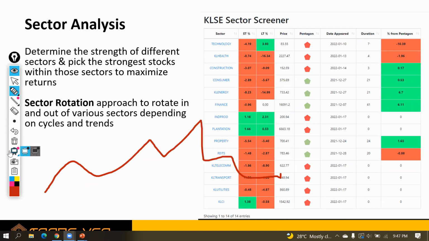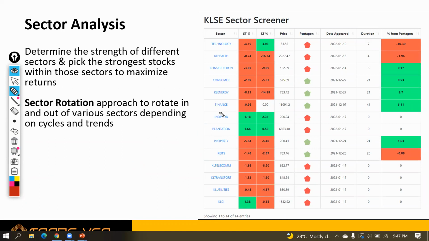If, for example, finance has been moving up for 6%, I think 6% recently is a pretty big movement because KLSE is not that trending overall. So 6% is a very good performance for 41 days. This tells you that finance has actually moved up for quite some time already, and it's about time for them to maybe take a rest.